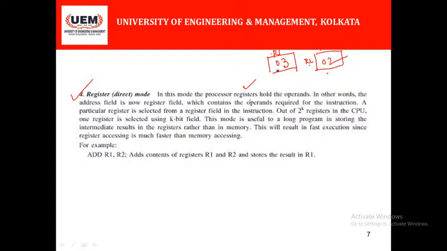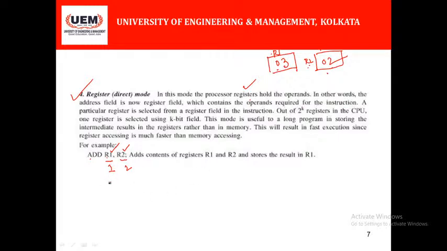R1 is holding an operand 03, R2 is holding an operand 02. In other words, the address field is now a register field. Look at that: ADD R1, R2. The first address field is specified by register R1, and the second address field is specified by register R2. So now these two fields are register fields which contain the operand required for the instruction.